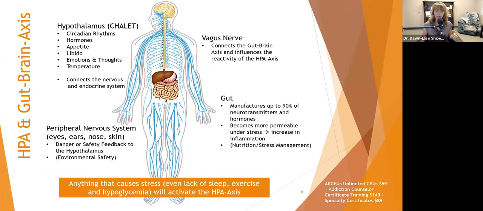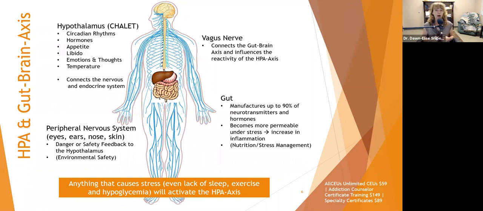distress. The peripheral nervous system, we're going to stay over here on the left side right now. Those are your eyes, ears, nose, skin, all of your senses. That's where this information comes from. The nervous system gets information from your senses about whether there's danger or whether it's all clear. People who live in an environment where they are not environmentally safe, when they feel threatened for their safety, are going to experience heightened HPA axis.